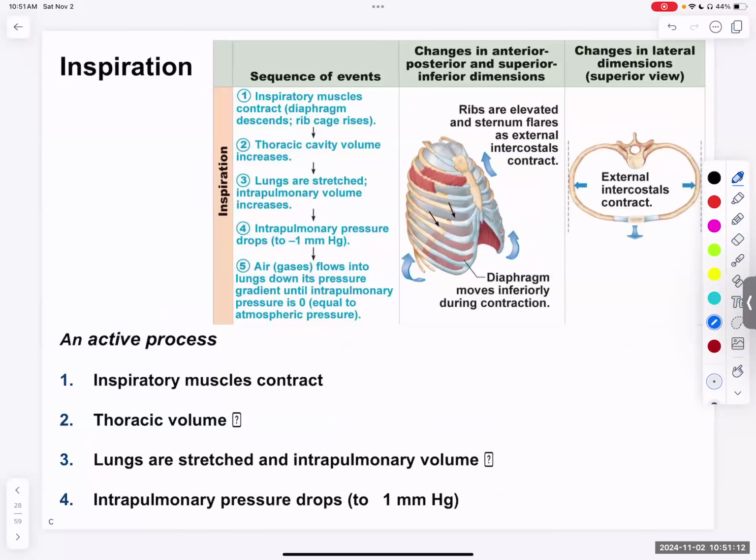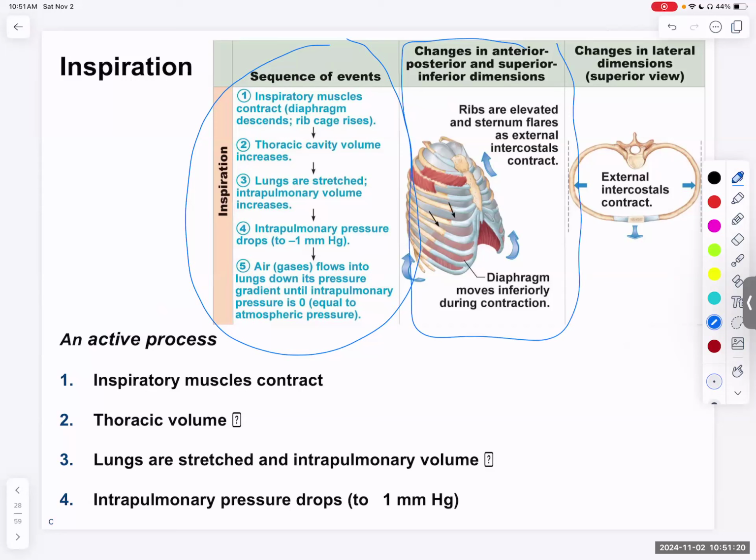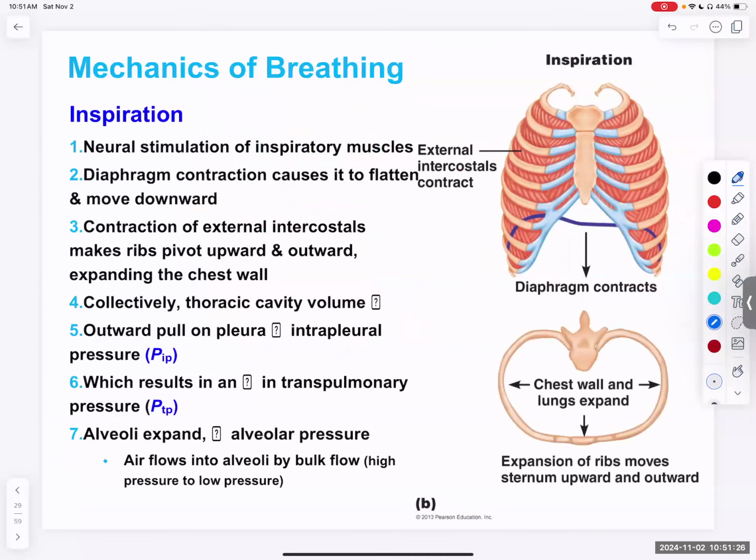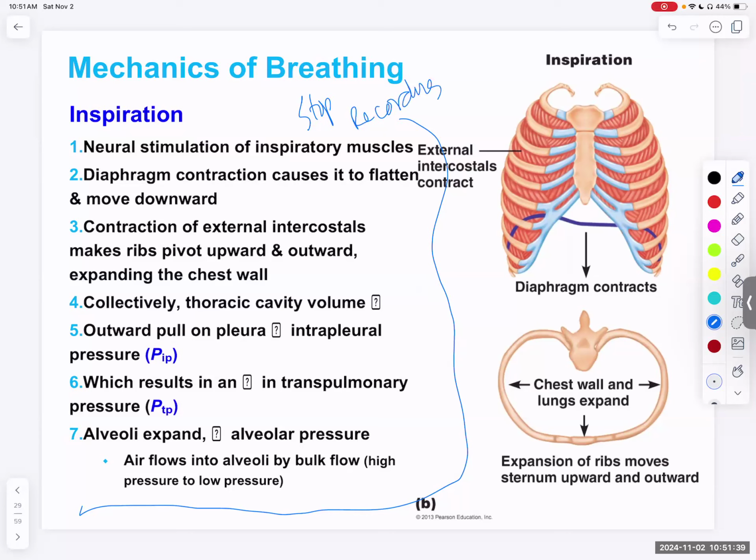So this just goes through, you need to kind of pause, go through the sequence of events. It's showing you the changes, and then it's showing you what it looks like volume-wise. That's for inspiration. And so again, the mechanics of breathing, it's now adding in what's happening with the pressures. So this is where you stop the recording and read these steps.